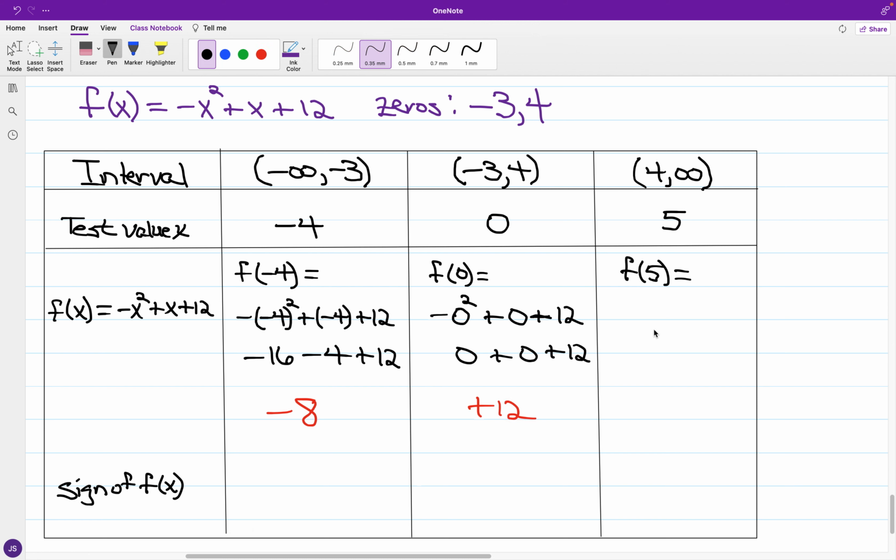And for f of 5, I have the negative of the square of 5. Plus x, I have plus 5, plus 12. So 5 squared is 25. But now I'm taking the opposite sign of 25, so we have negative 25. If I add 5, negative 25 plus 5 is negative 20. In turn, we have negative 20 plus 12, which is going to come out to negative 8.